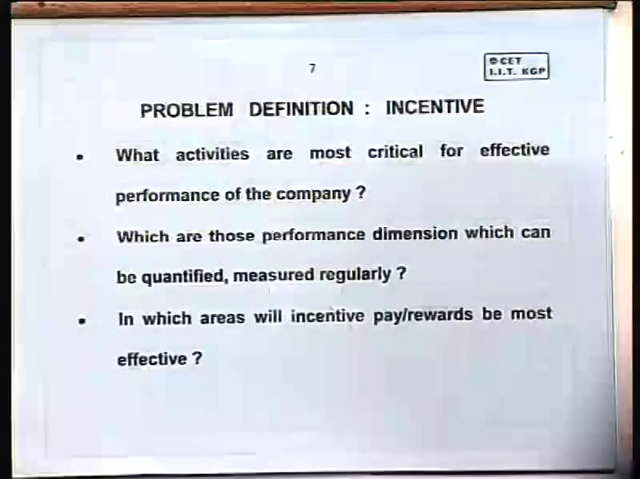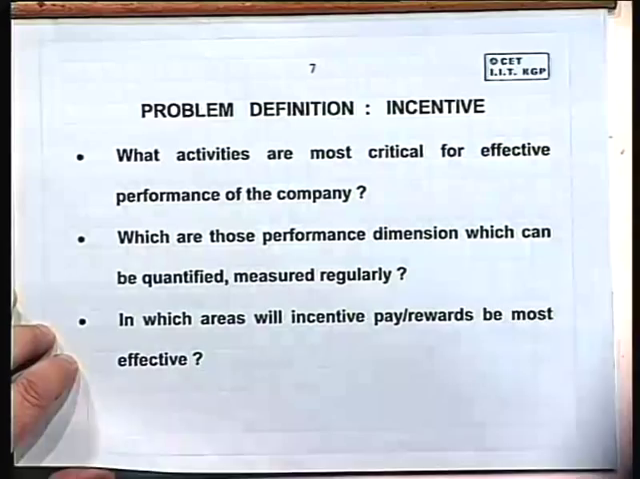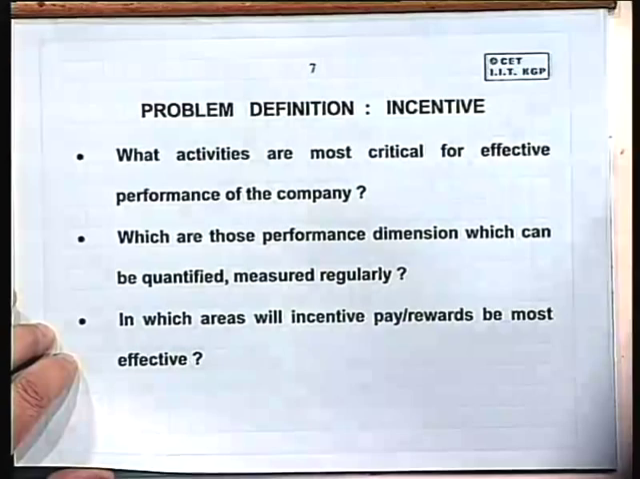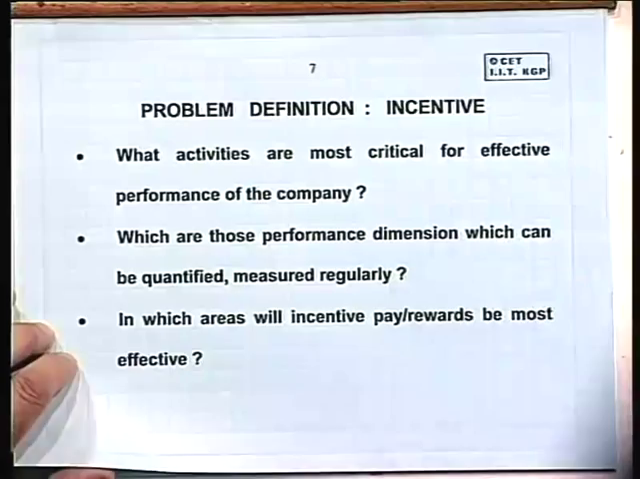Which are those performance dimensions which can be quantified, measured regularly? Because unless you can quantify and measure regularly, you will probably make a mistake in rewarding the right person. It may go purely on subjective. You can't get away from subjective. But to the extent possible, measurement yields quantification. Quantification yields better appraisal of work done, right?